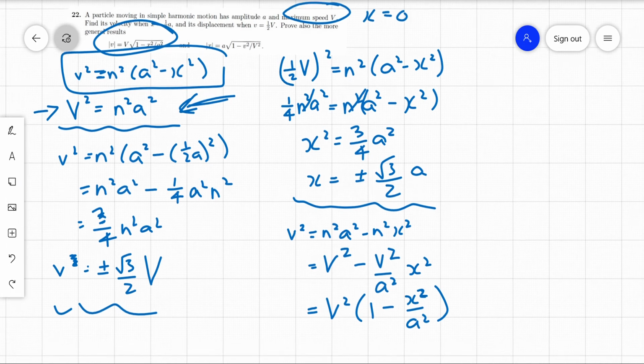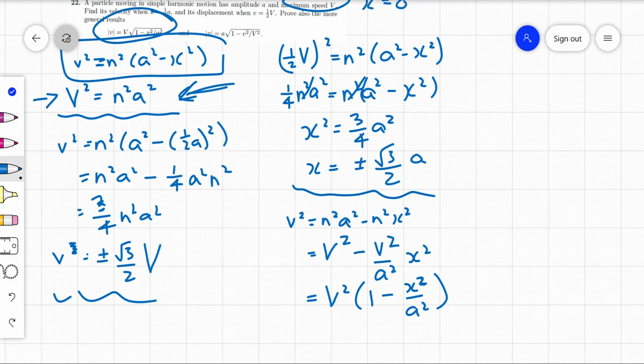So our little velocity v equals, taking just the positive when we square root, big V times the square root of 1 minus x squared on a squared. All right, that's that one.